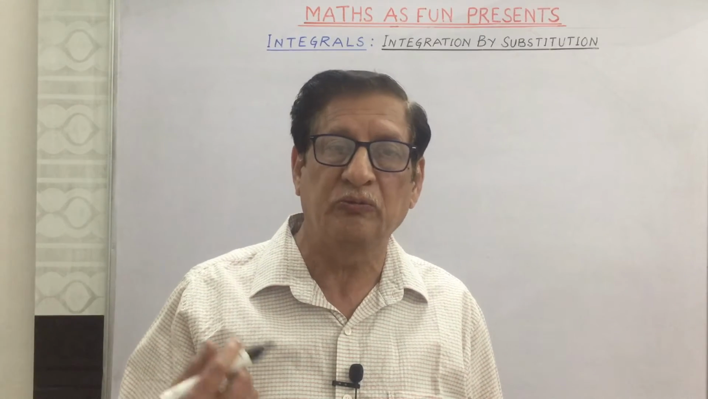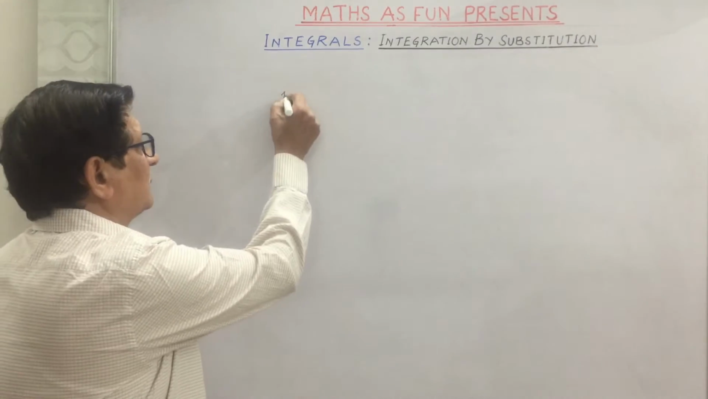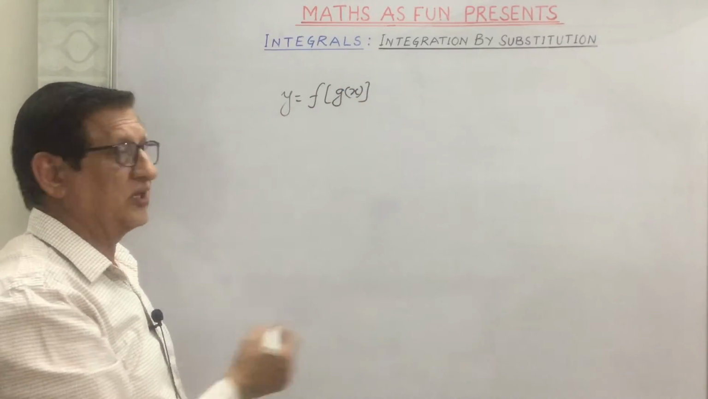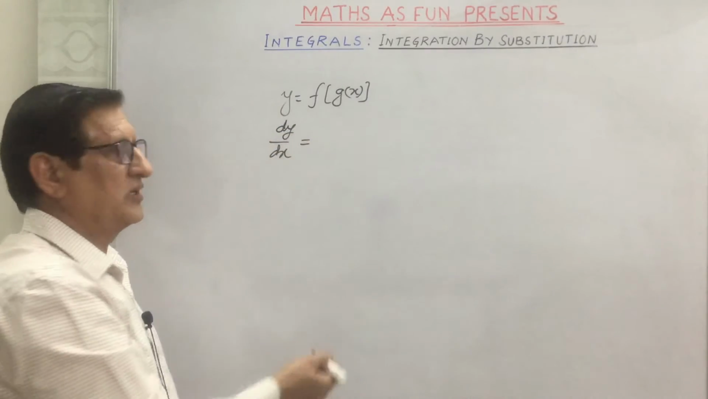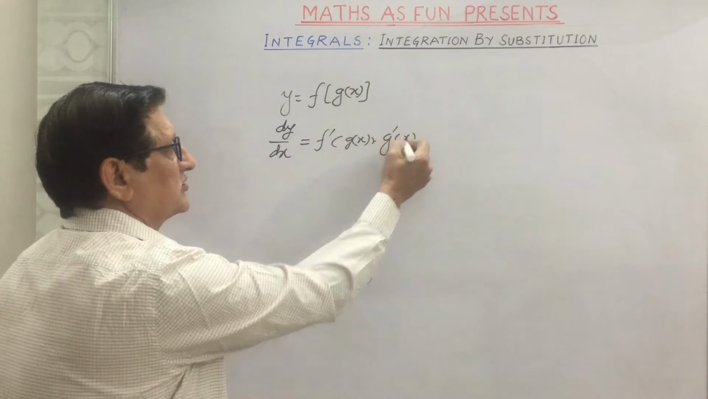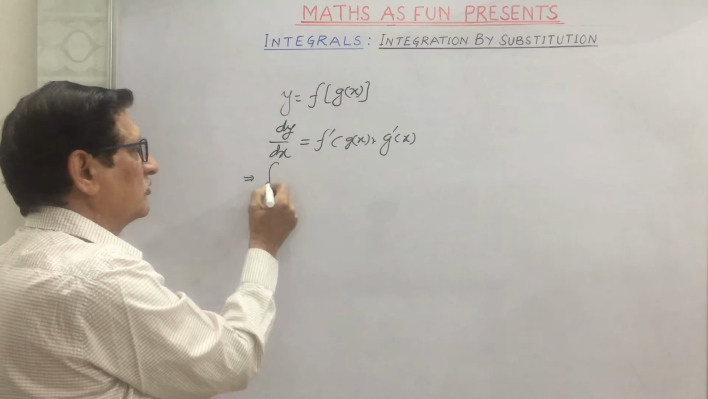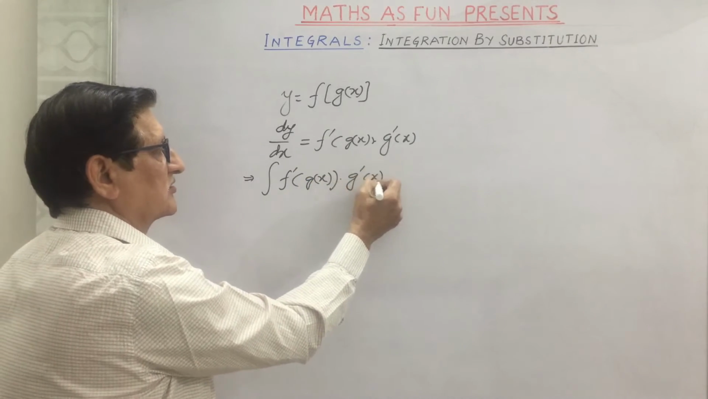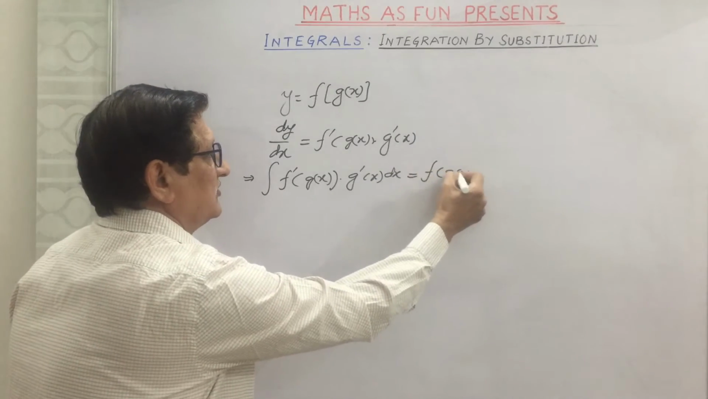What type of questions, what type of problems can be there? Let's learn that. Suppose we have a function y which is f of g of x. Then we know if we differentiate this, dy by dx will be equal to f dash g x into g dash x. We know the chain rule is to be applied for this. It means in case we want to find the integral of f dash g x into g dash x with respect to x, that will be equal to f of g x.